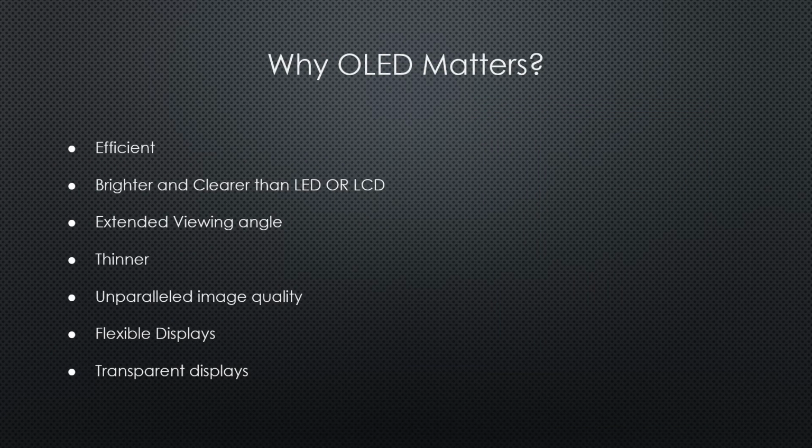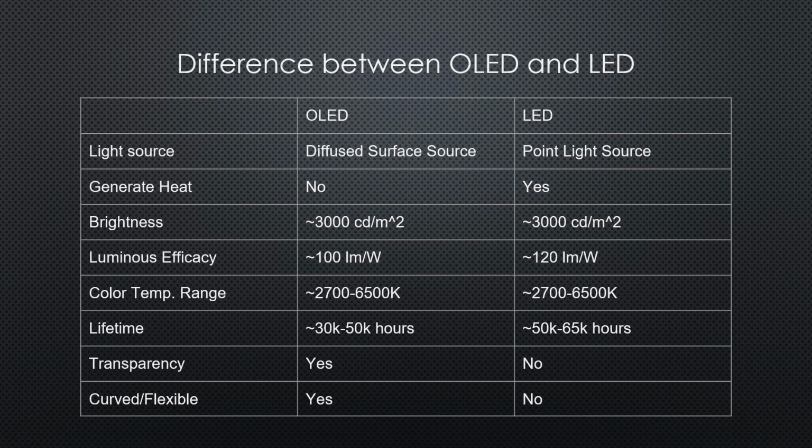Next question is why OLED matters. It matters because of its efficiency. It displays brighter and clearer image than LCD or LEDs. It has got extended viewing angle. It is thinner and it can have flexible as well as transparent displays. In the following table, we can see the difference between OLED and LED.